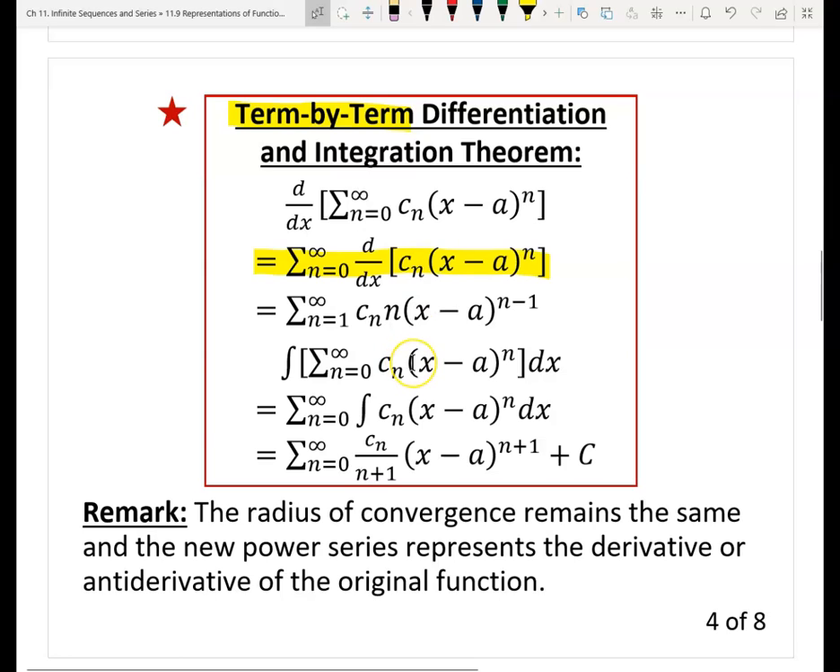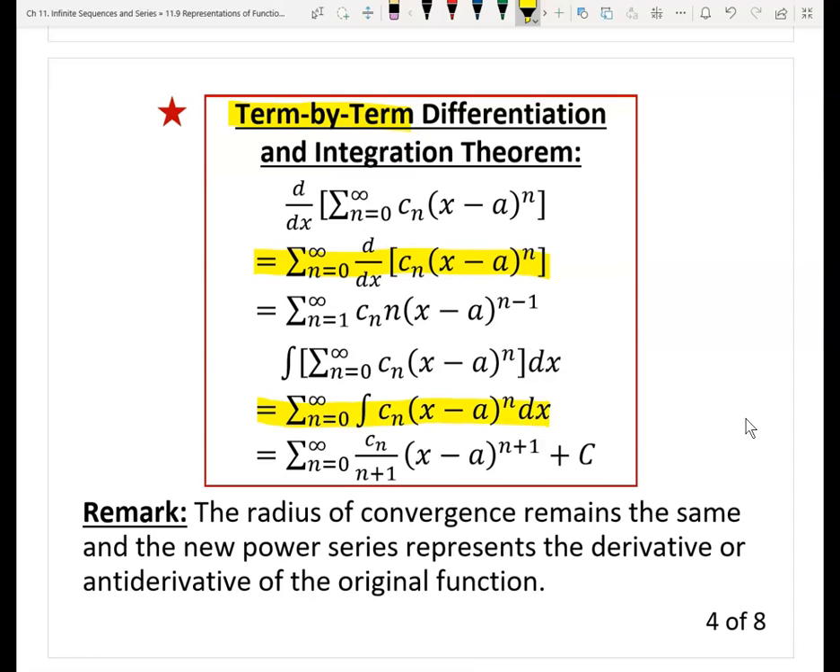The same holds for term by term integration. Can you see? If we integrate the original power series, we can integrate each term first and then take the summation, right? Each term is a power function, and its integral is a power function, so we can get the answer. The plus c is the constant. Let me highlight the second part, which means we can do term by term integration.